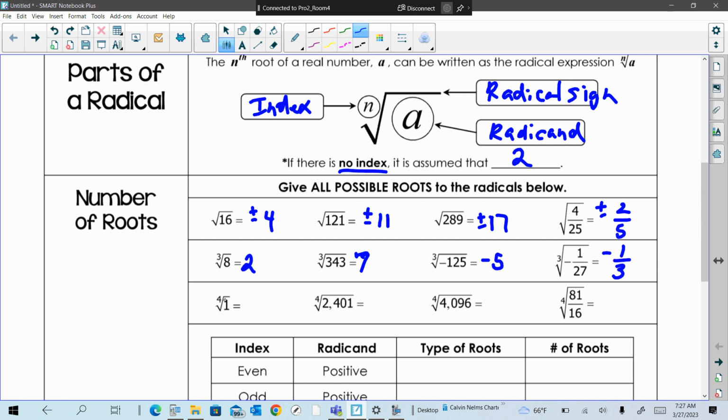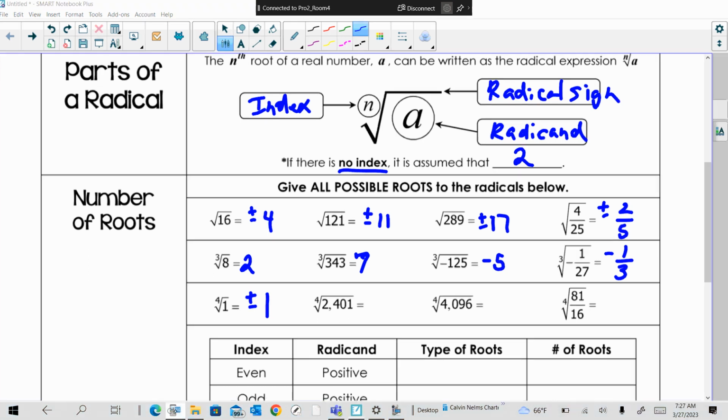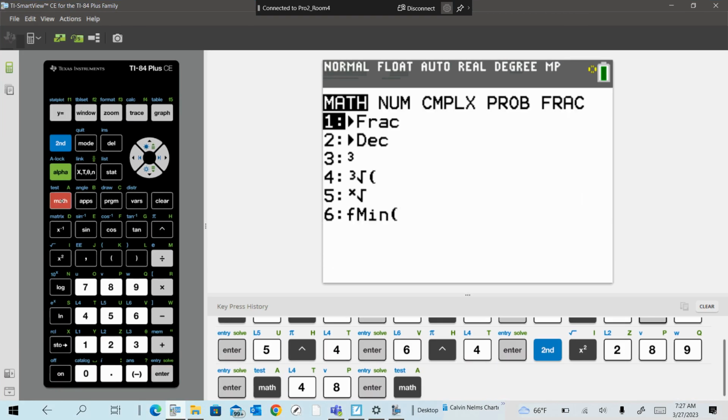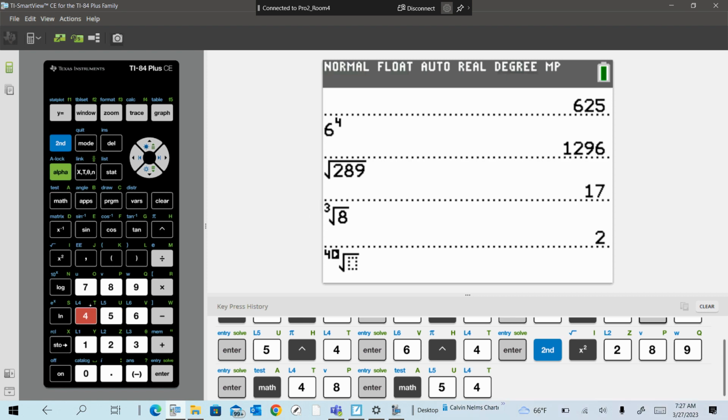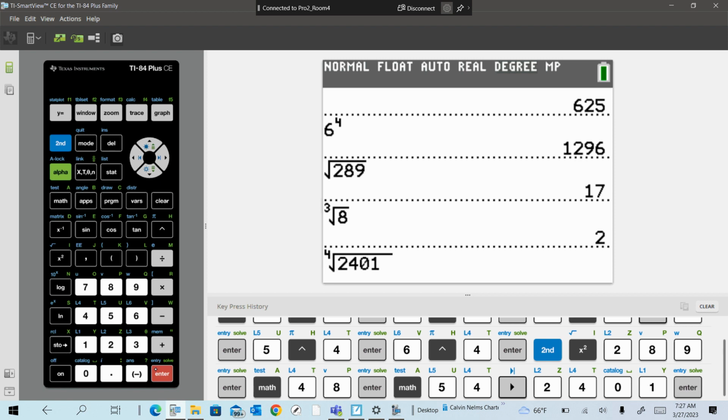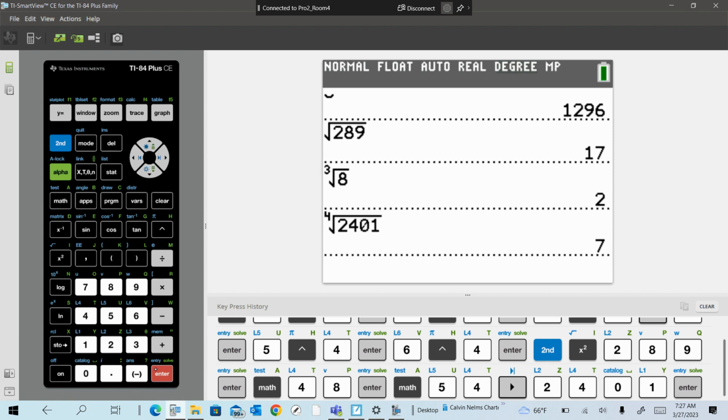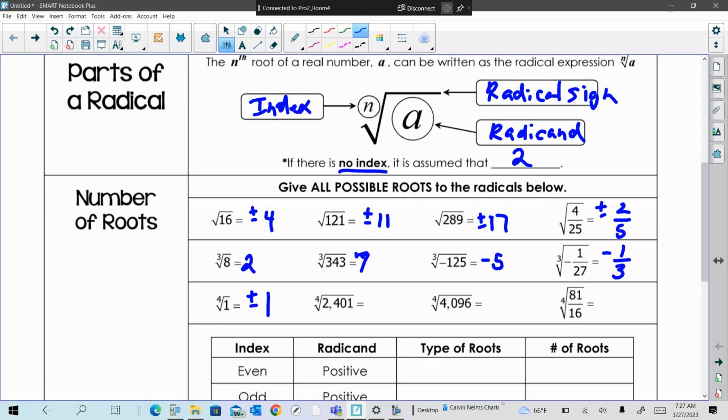And then if it's even, then we have a plus or minus. So this is plus or minus 1. For this one, I think it's 7. Do the 4th root: hit the math button, pick number 5, put the index as 4, and then the radicand. Yep, 7. So this is plus or minus 7, and this is plus or minus 3/2.